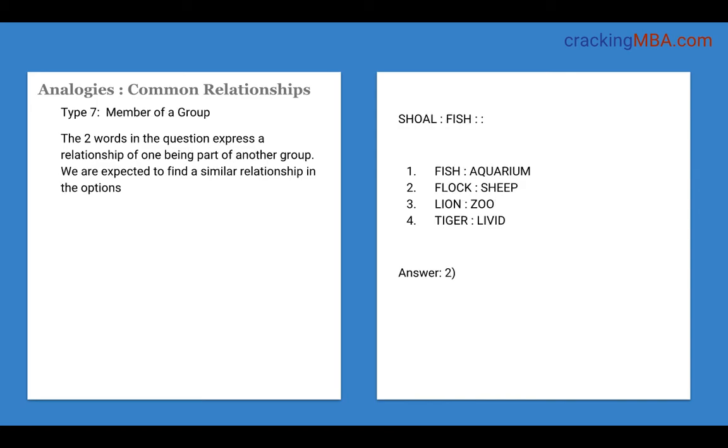The next is part of a member of a group. So you need to know these group relationships. Okay, so you need to say what is a part of a larger group. So shoal of fish. When you say fish as a group, it is considered a shoal. Similarly, from these options, immediately you need to find out which one can express a group. For example, a flock of sheep. So this is directly the correct answer, because a group of sheep is called a flock.